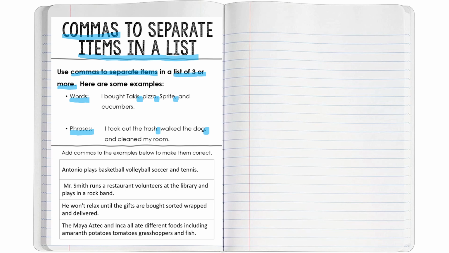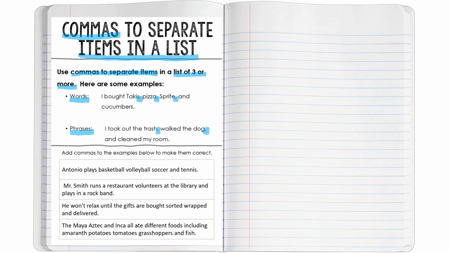So I'm going to go ahead and switch over to my pen or pencil. I'm going to encourage you to do the same. And I encourage you to use something other than black ink so that it really shows up. All right, our directions in our practice activity are asking us to use commas in the examples below to make them correct. So as we read these, let's think, what are the things being listed?